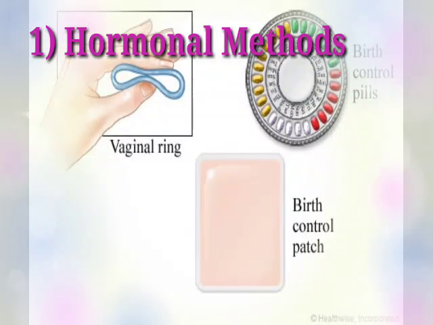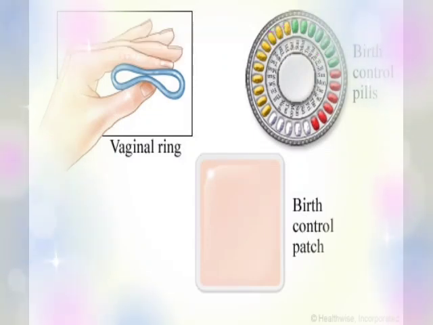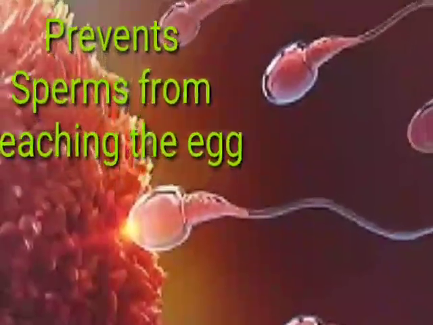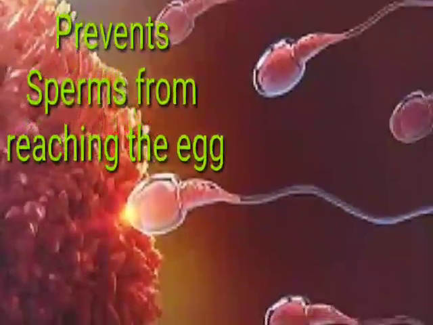Hormonal methods involve the use of hormones to prevent pregnancy. The hormones can be in the form of pills, injections, patches, or vaginal rings. They work by preventing ovulation or thickening the cervical mucus, making it difficult for sperm to reach the egg.